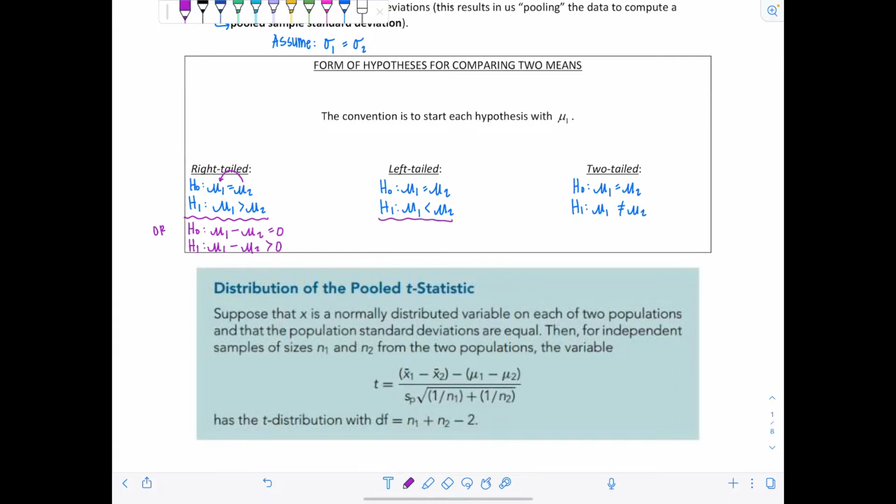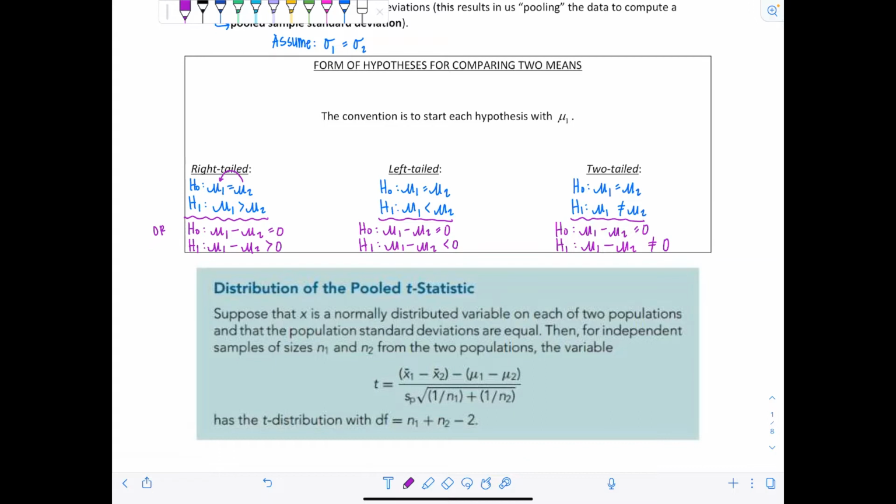For the null, that's the same: mu1 minus mu2 is 0. And then this time the alternative would be mu1 minus mu2 is less than 0. And third case, for a two-tailed test, the null would be mu1 minus mu2 equals 0, and then the alternative mu1 minus mu2 is not equal to 0.